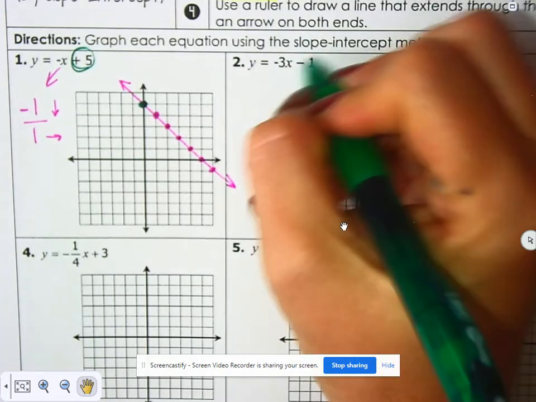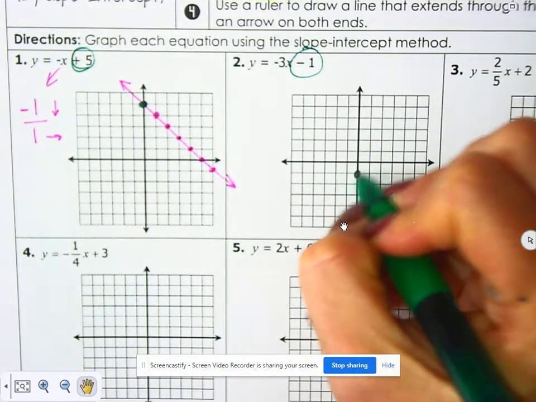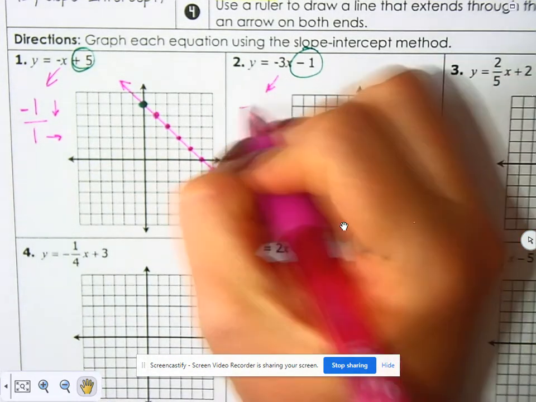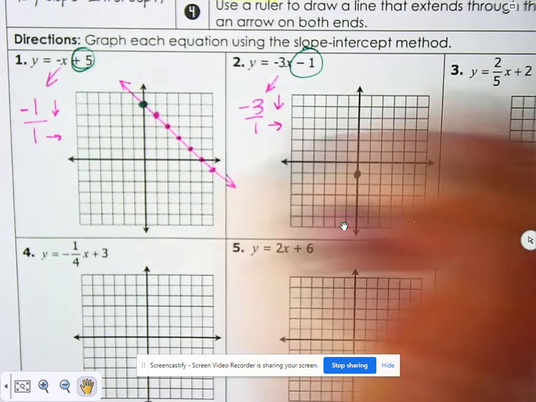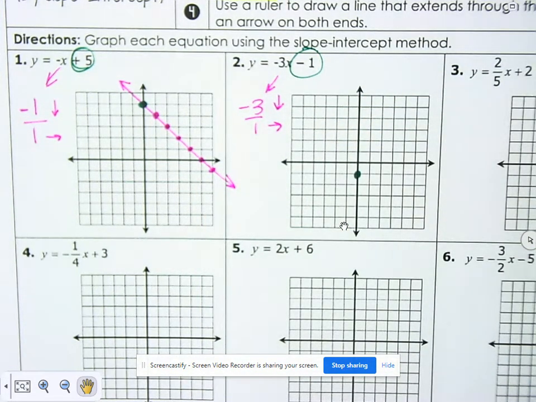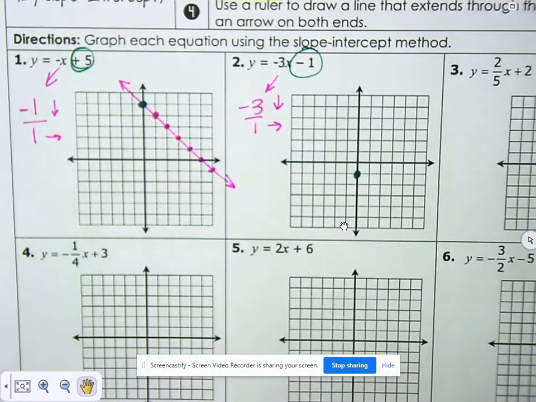All right, number 2, we're going to start at our y-intercept, which is negative 1, and from that point, our slope is negative 3 over 1, which means we're going to go down 3, and I always go right as long as I can. There's a few on the notes today where you can't, so we'll talk about that when we get there.